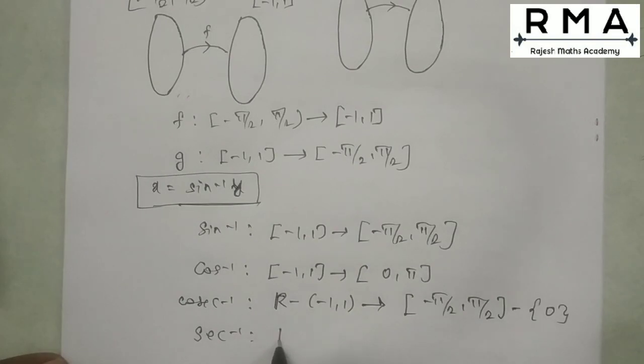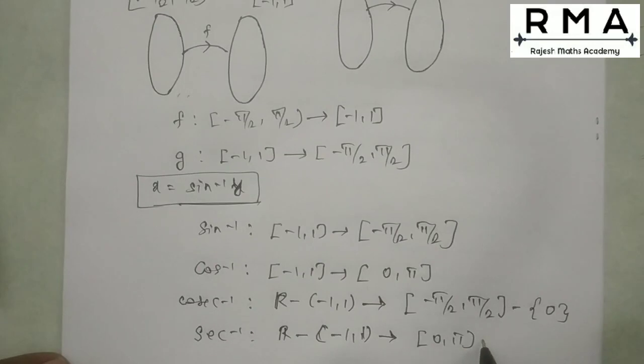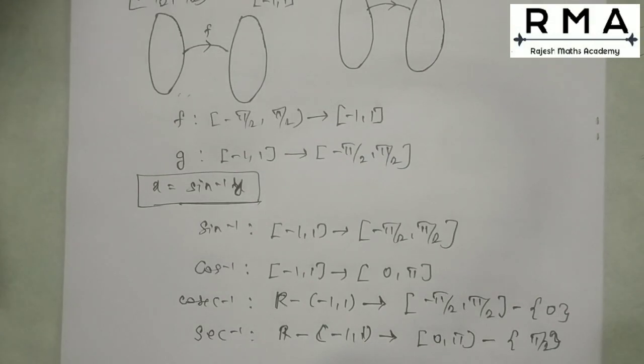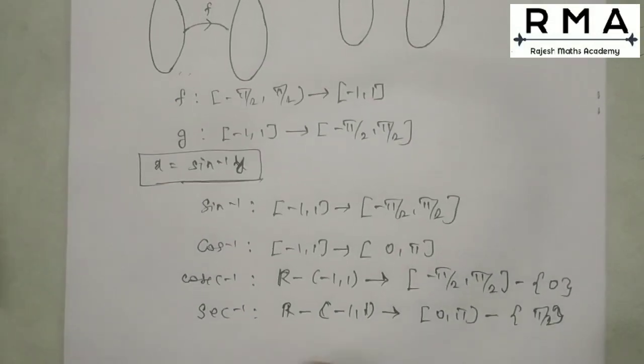Secant inverse function is defined from real numbers except minus 1 to 1, to the closed interval 0 to pi except the point pi by 2. Here also the cos function is not defined at pi by 2, so the secant function is not defined at pi by 2, so I am excluding that point pi by 2.